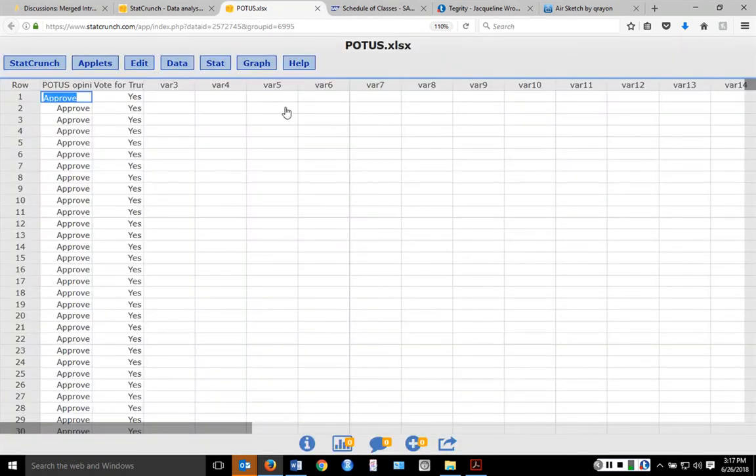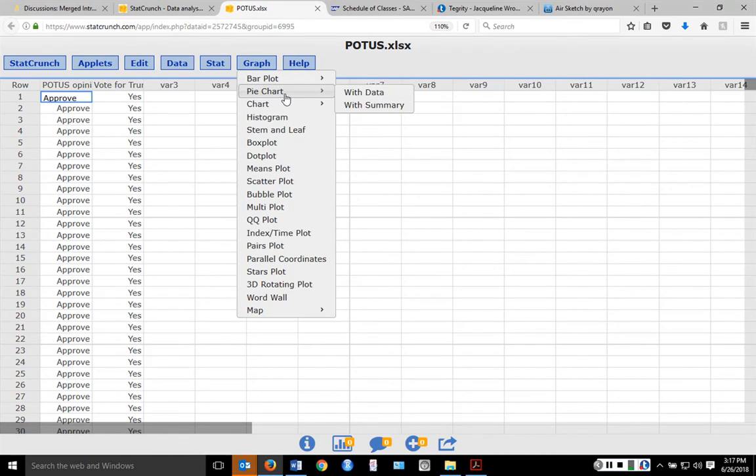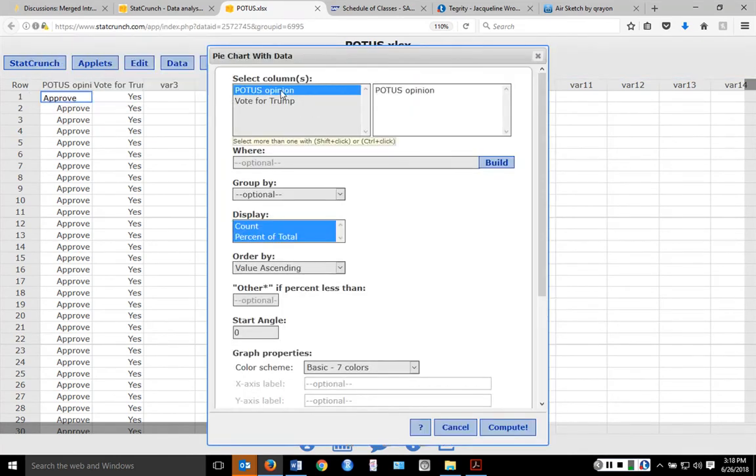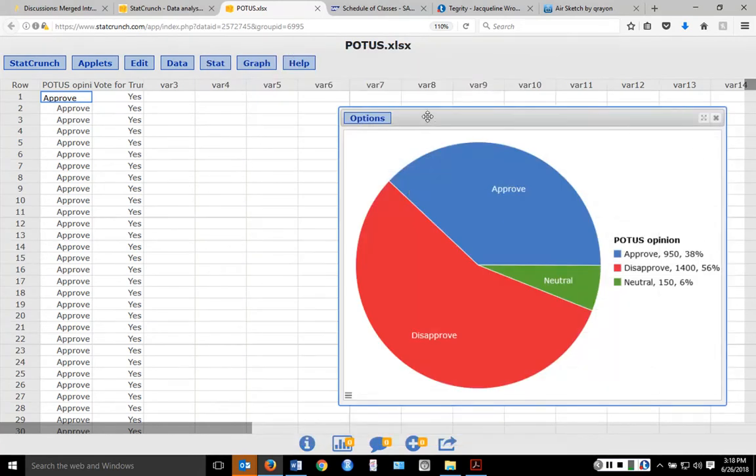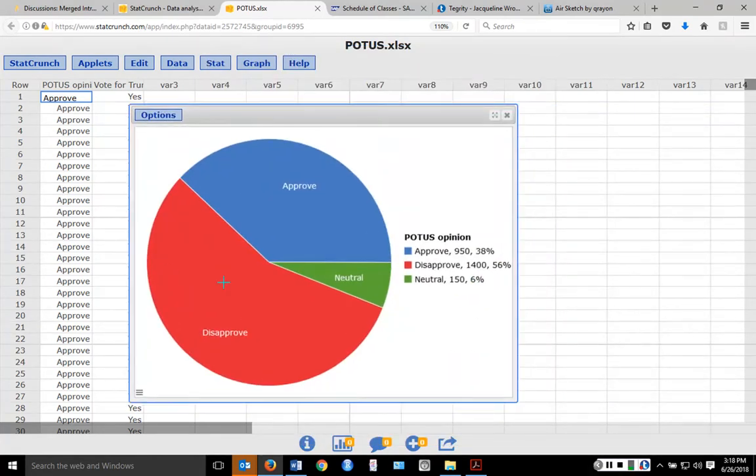In order to get that pie chart, I just did graph, pie chart, and I do have the actual data for each person. I clicked my POTUS opinion and clicked compute. So here you can see a little bit more closely the pie chart that we had. Of our people, 950 or 38% approved, 1,400 or 56% disapproved, and 150 or 6% were neutral. That's all we're going to do in the space provided, is interpret those numbers that I just went through. The only other thing I need to know is how many total people I sampled.